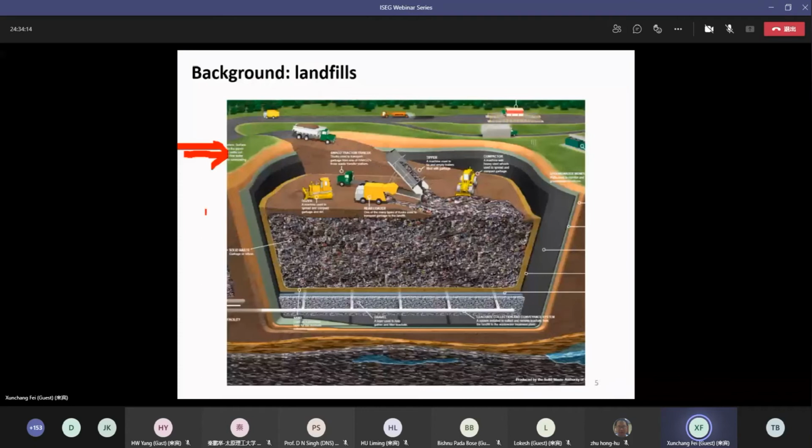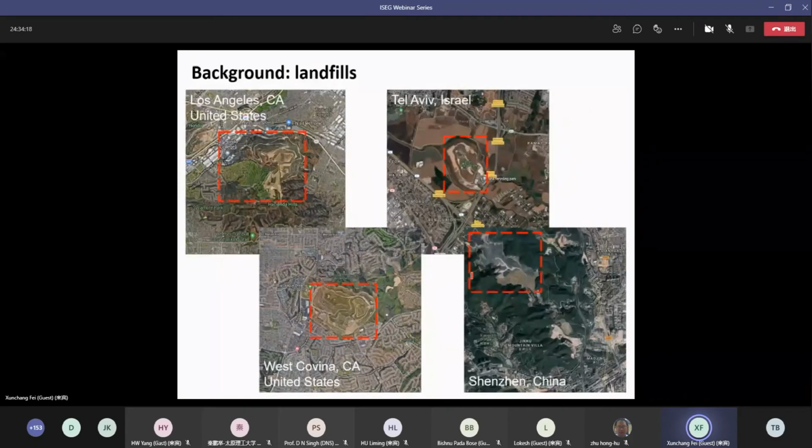I'm going to skip this slide. Essentially, these 4 photos are showing some major big landfills inside or at the center of some modern cities. So just to summarize very quickly what I have said so far, we have to deal with the MSW problem, and landfills and dump sites are the major methods we rely on to dispose of solid waste these days.